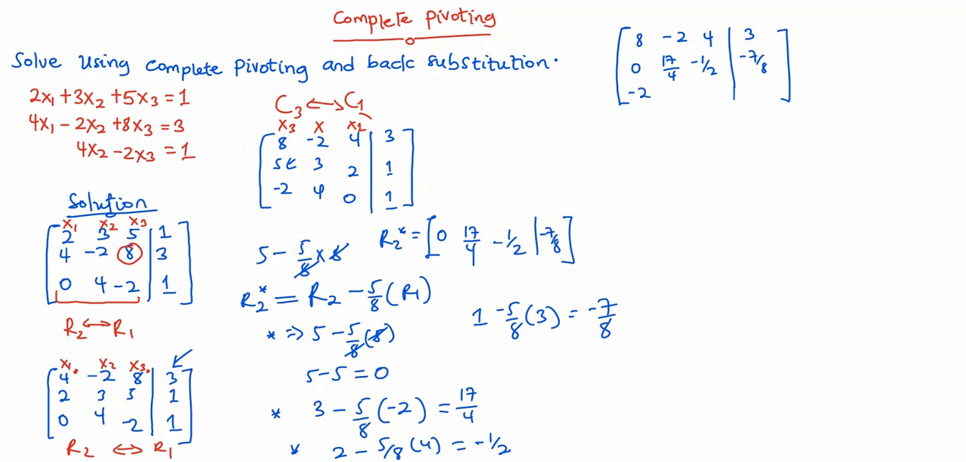And then you have minus 2, 4, 0, and then 1. But you would like to make this minus 2 also 0. Let's look at how we are going to do this. To make this minus 2 also 0, you have to add or subtract a multiple of the 8 here from the 2 to make it 0. So let's look at how you are going to do this. You have to divide the minus 2 by 8.